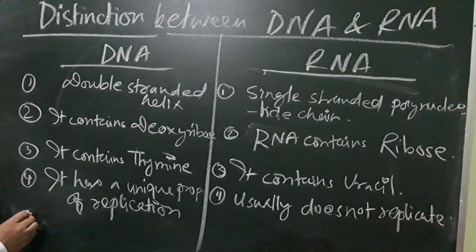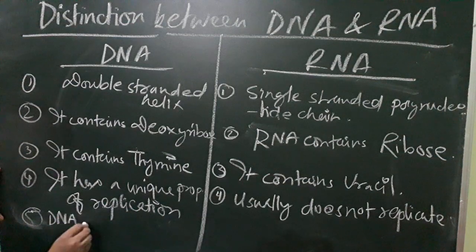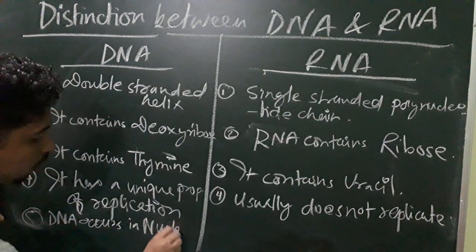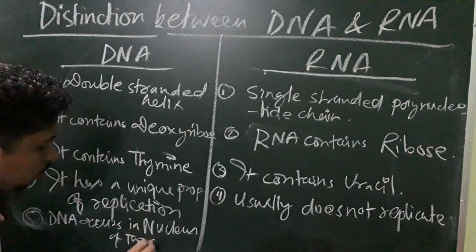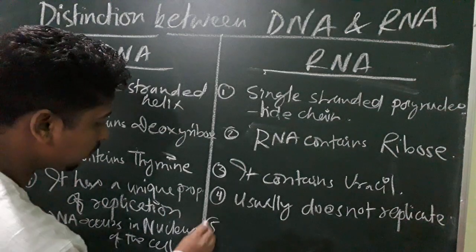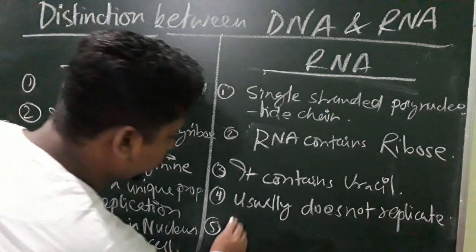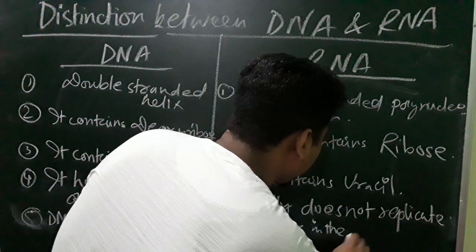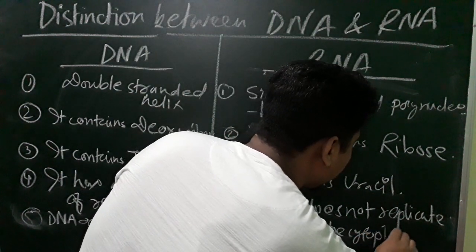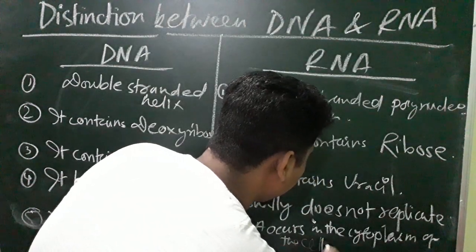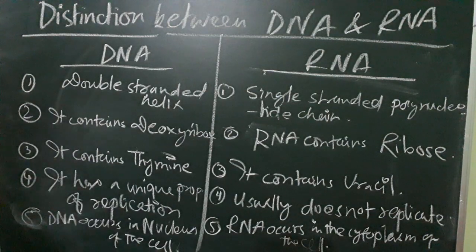And the last difference is number five. DNA occurs in the nucleus of the cell, but RNA occurs in the cytoplasm of the cell.